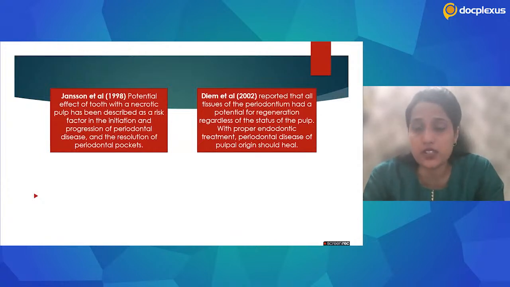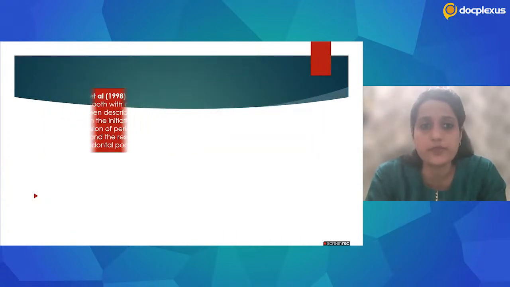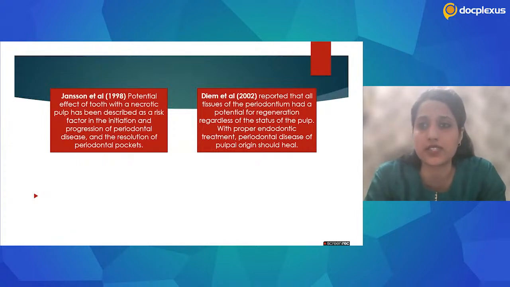Now, there are two studies in support of it. One of them is by Jensen et al. in 1998. It said that the potential effect of a tooth with necrotic pulp has been described as a risk factor in the initiation and progression of periodontal diseases. In short, it is just describing that a necrotic pulp will act as a risk factor for periodontal diseases, which we all know. Any tissue, if it is lying dead in the body, will not only cause damage to the surrounding or nearby tissues, but will also affect the survivability of other tissues as well.